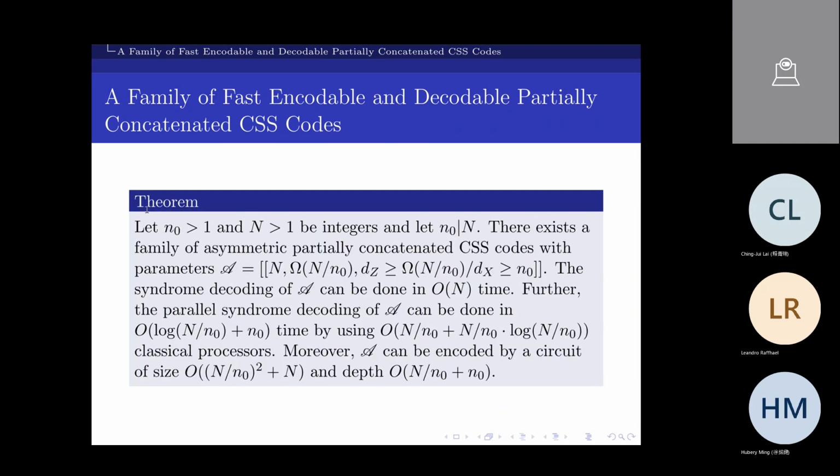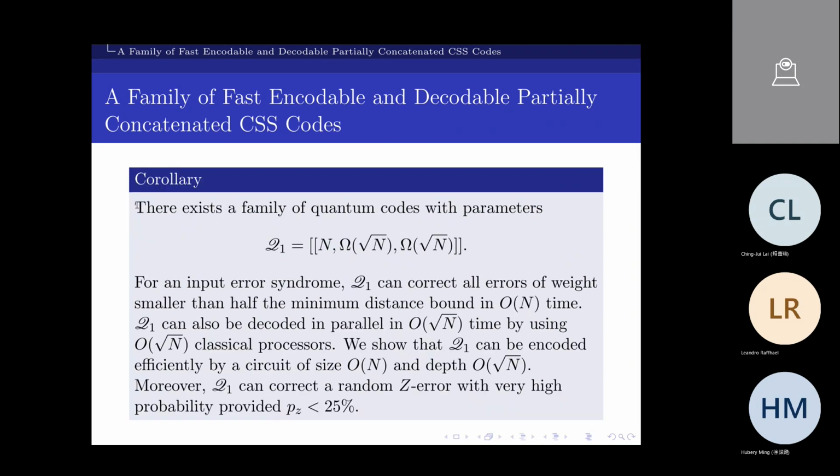Here the theorem is very general, so we pay attention to the corollaries, which are given in this page. There exists a family of quantum codes with the following parameters. The code length is n, the dimension is lower bounded by the square root of n, and the distance is also the square root of n.